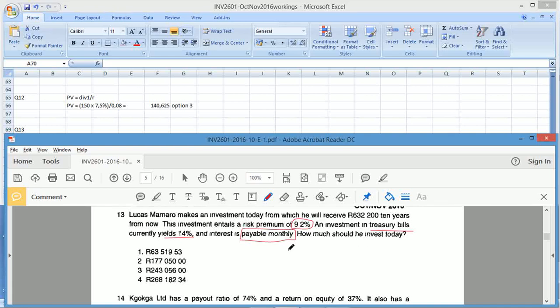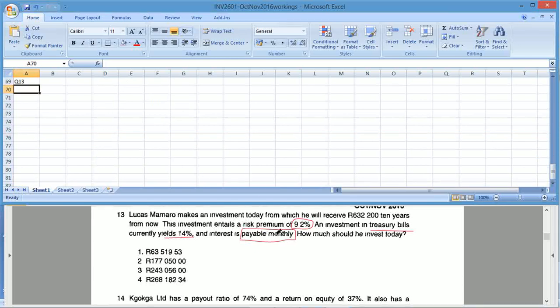Okay, so we know what the treasury bills are, which is 14%, so that's a CAPM equation, but they gave you the risk premium of 9.2. So your required return is just going to be 14% plus the risk premium of 9.2%, 23.2 is your required return. That's your R, or that's your I. This is the I in the calculator. Okay, what else do I need in the calculator?